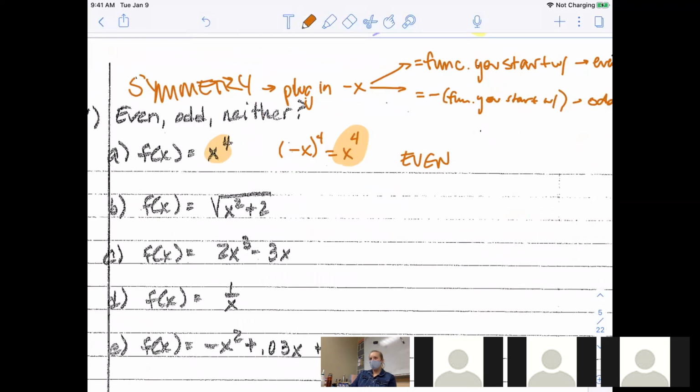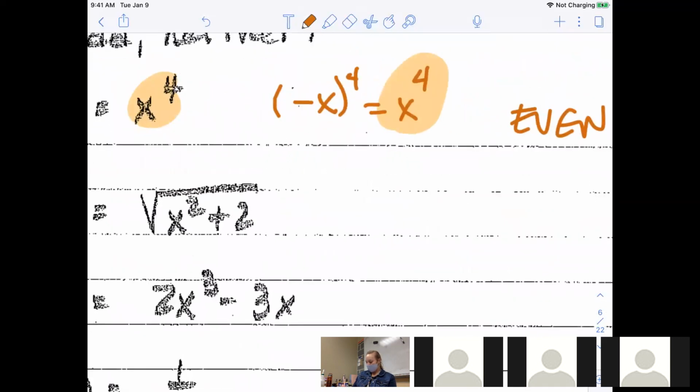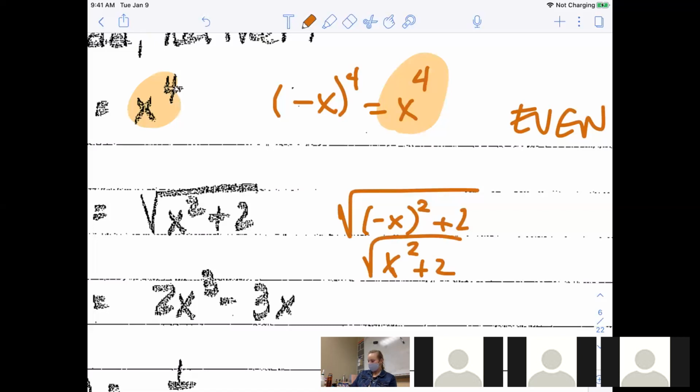Okay, let's do another one. Now I've got square root of x squared plus 2. So I'm going to do square root of negative x squared plus 2. What's negative x squared? Positive, good. Positive x squared plus 2 under the radical. That's as simple as it gets.